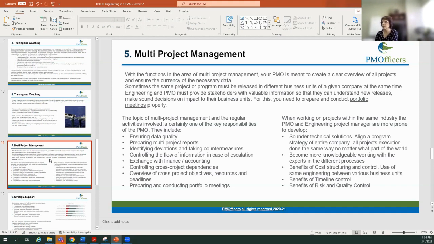When working on projects within the same industry, the PMO and engineering project managers are more prone to develop sounder technical solutions and align a program strategy to the entire company. All project execution is done the same way, no matter what part of the world. As I mentioned, the McDonald's. They become more knowledgeable working with these experts in the different processes. Benefits include cost structuring and control, use of the same engineering between the various business units. There are benefits to timeline control and benefits to risk and quality control.